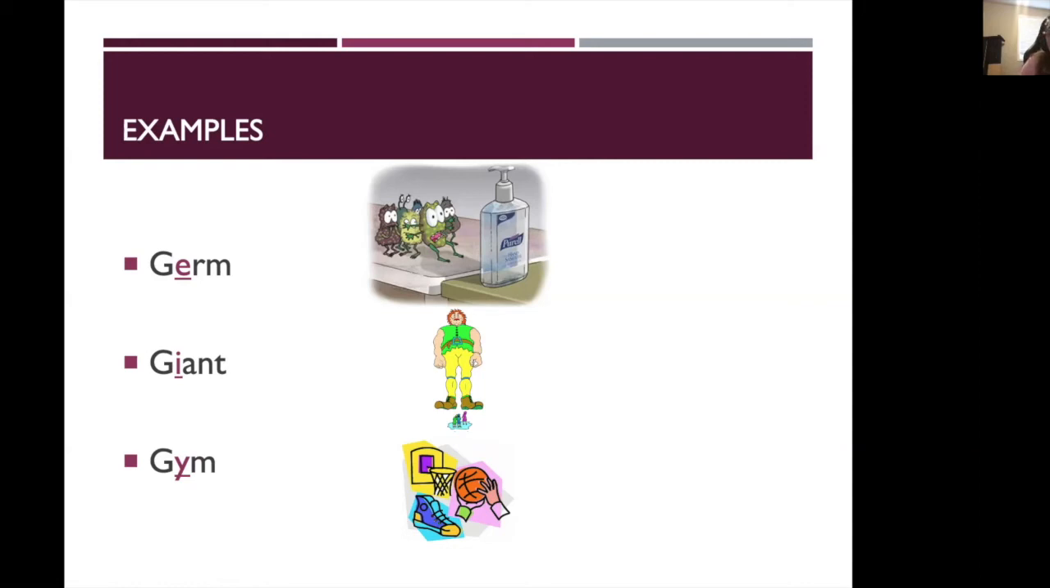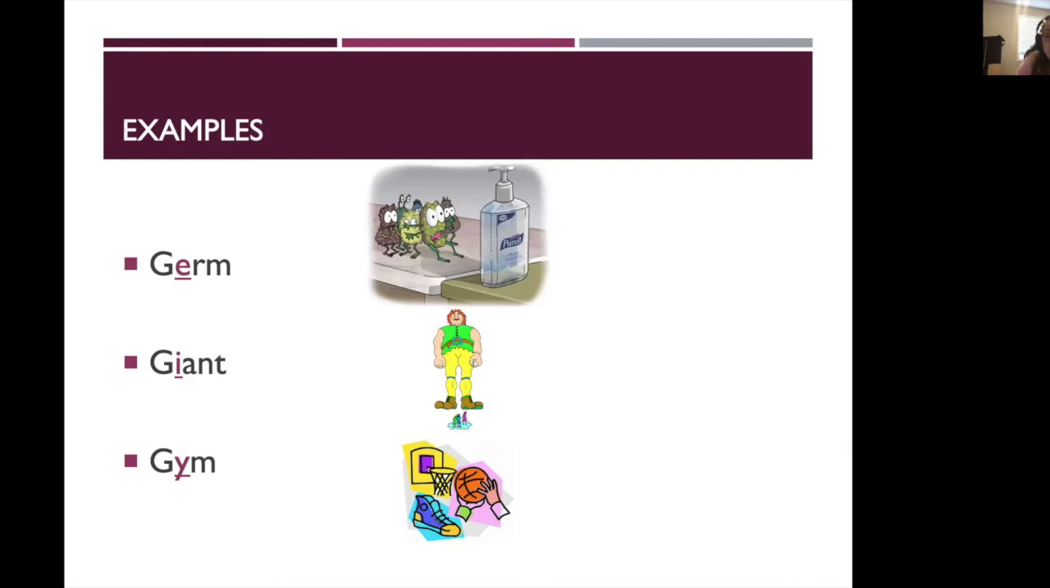Next is the word giant. Giant. So I have a picture there of a giant towering over some people. The letter next to the letter G is I. And that again was one of those three letters from our song. So I know that it makes the soft G sound to make the word giant.